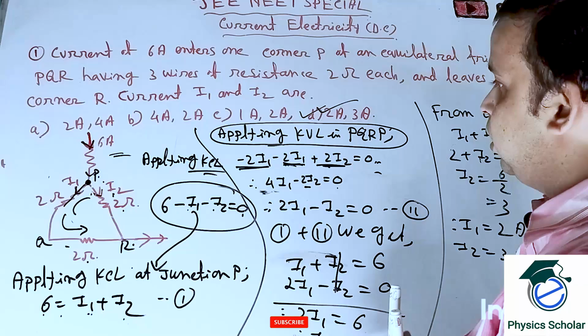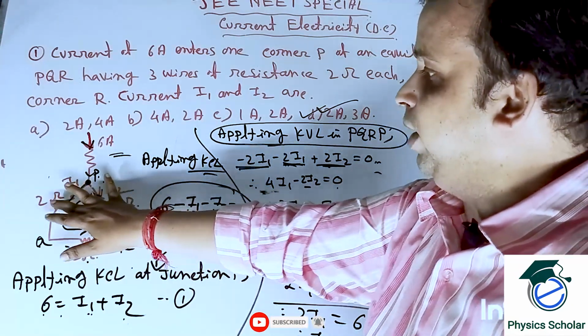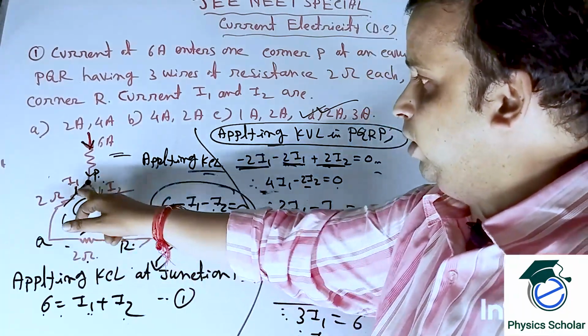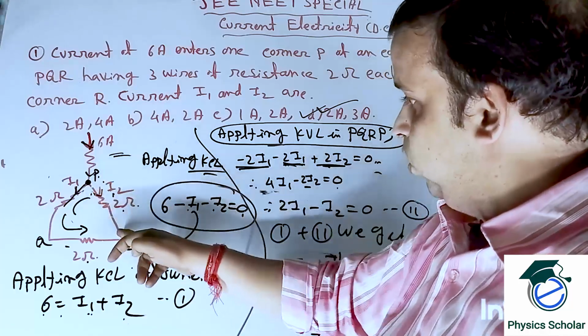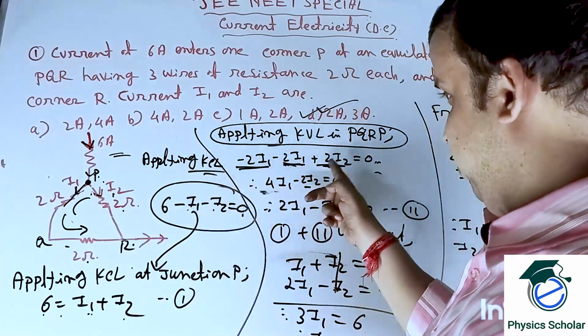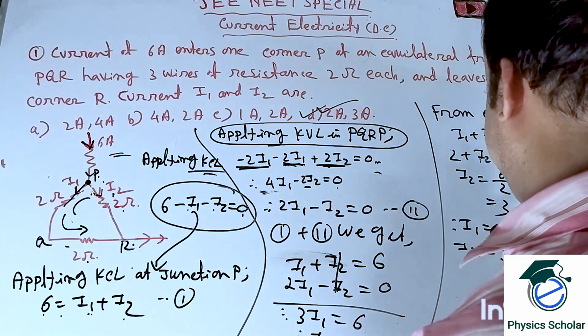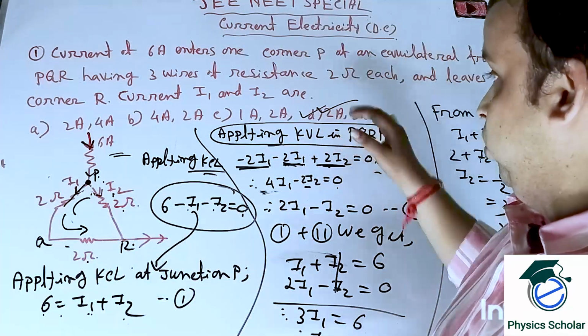Clear? Now applying KVL, here it is anti-clockwise, that's why minus 2I1. Here also the I1 current will flow because these will be in series. Clear? So minus 2I1. Here I2 current will flow. So plus 2I2 is equal to 0. So after calculating, I1 is coming 2 ampere, I2 is coming 3 ampere. So this option D will be correct.